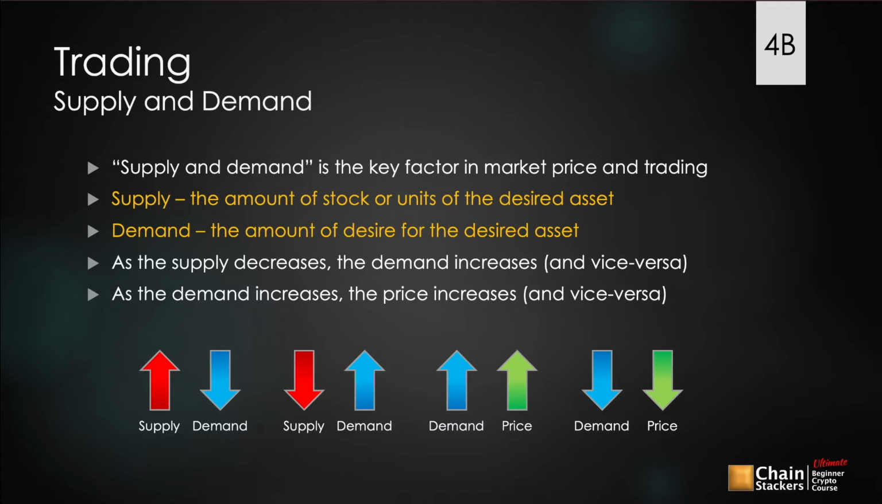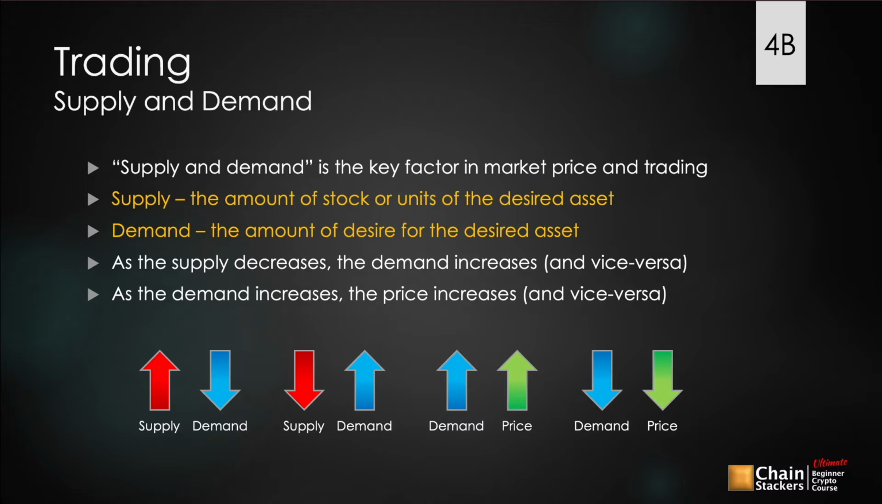So as the supply decreases, demand increases. This is an inverse correlation here. If the supply decreases, the demand is going to increase. If the supply increases, most likely the demand is going to decrease. On the other hand, as the demand increases, the price increases. Now this is more of a linear correlation. As demand increases, price increases. As demand decreases, price is going to decrease.